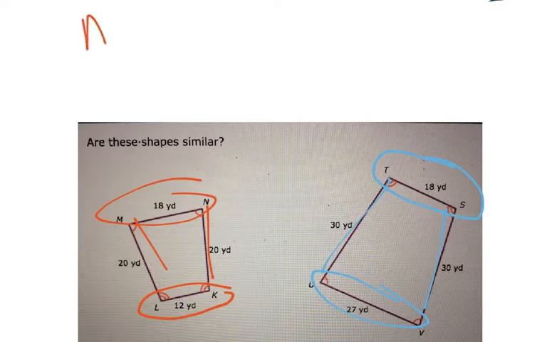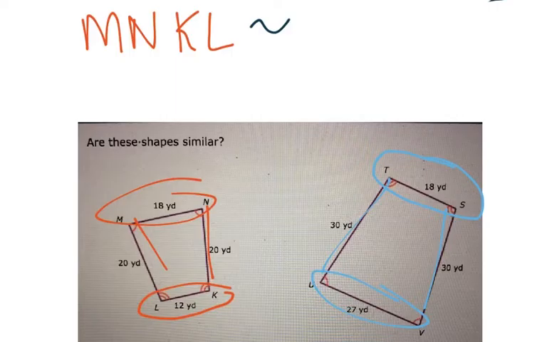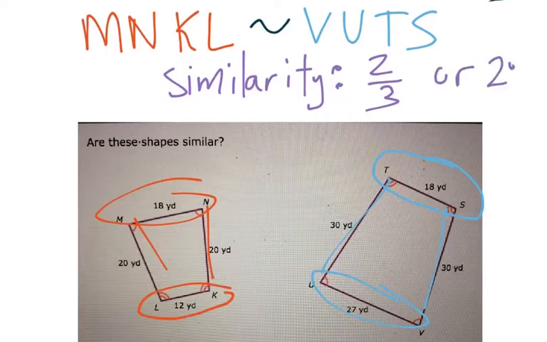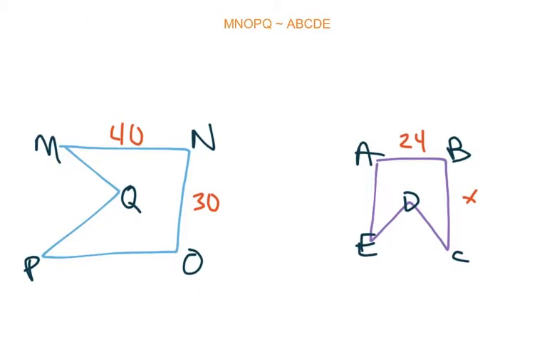So we can write polygon MNKL is similar to polygon VUTS. And remember, it doesn't matter which letter you start with, but order does matter. And we can say they are similar, and the similarity ratio is 2 to 3, or you could write it as 2:3. And that's it.